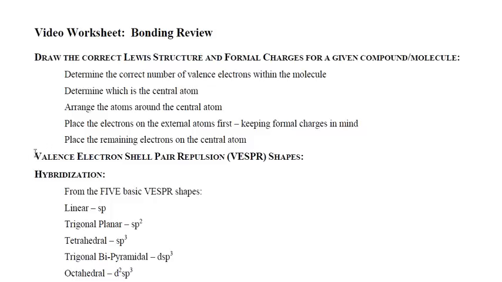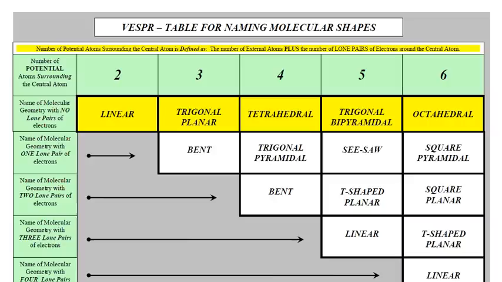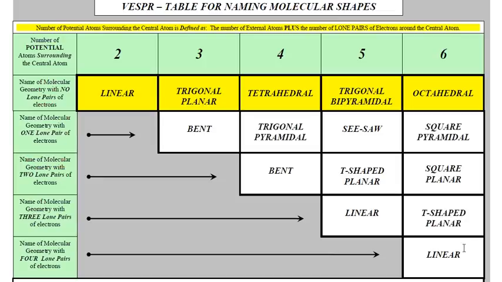Alright, the next thing, once we have our Lewis structure drawn out, we want to take a look at the VSEPR shape. Now, you all got a copy of this back in the notes, and if you lost that, then you can get another copy online. I want you to notice that I actually have 2 extra boxes on here. These are not the shapes that you need to know for AP Chemistry.